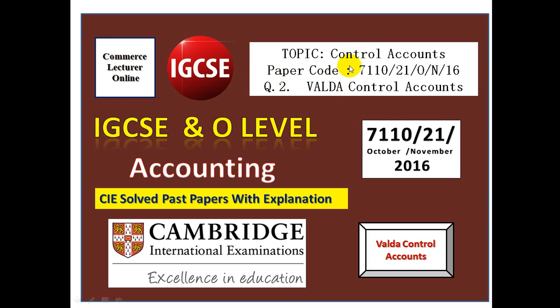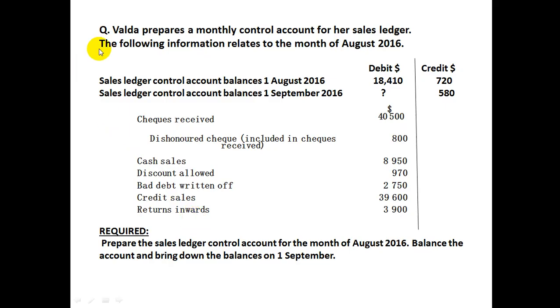Control accounts. Paper code 7110, October/November 2016. Question 2. Valda control accounts. We are discussing the solution of the CIE exam paper. Question: Valda prepares a monthly control account for her sales ledger. The following information relates to the month of August 2016.